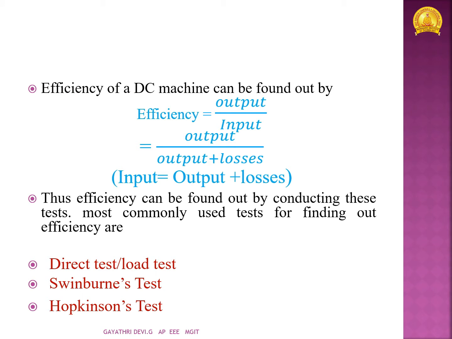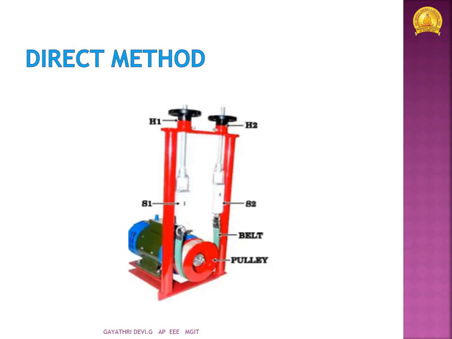First of all, we have to look at the basic formula of efficiency of a machine. Efficiency is the ratio of output power to the input power. The input power can also be rewritten as the sum of output and losses. So efficiency is the ratio of output to output plus losses. Efficiency can be found out by the following tests. First one is the load test, second is Swinburne's test, and third is the Hopkinson's test.